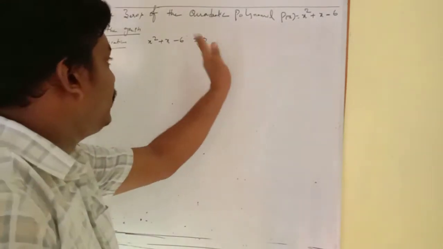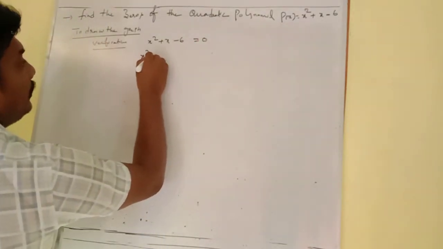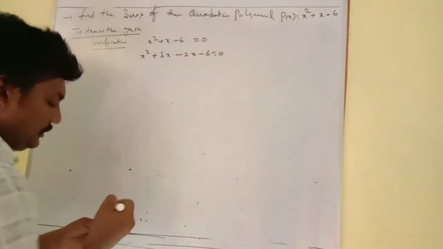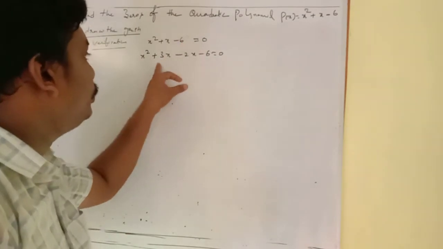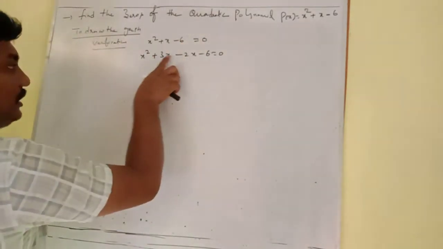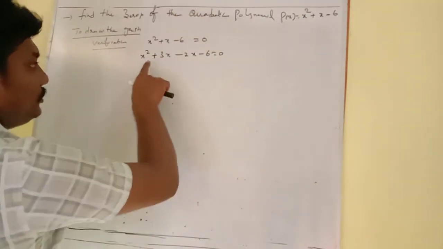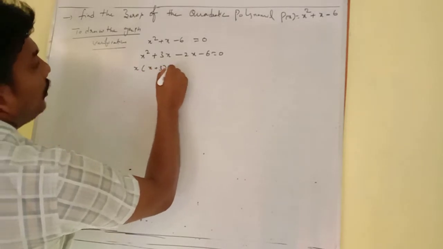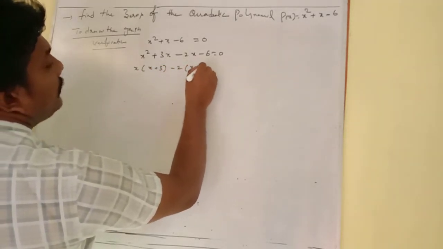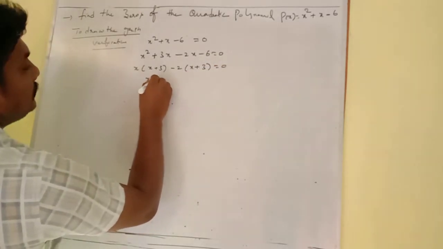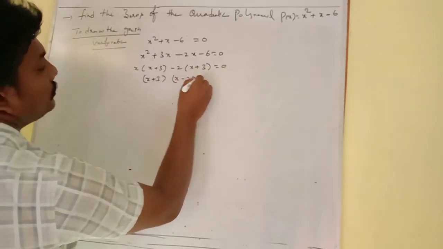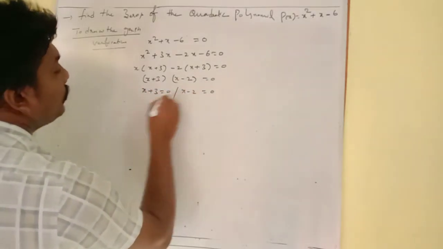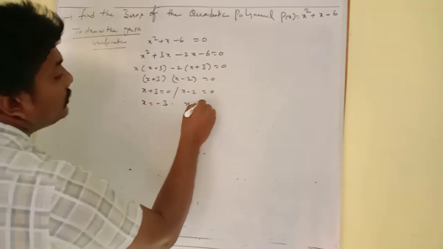Whenever it becomes 0, x square plus x minus 6 can be written as x square plus 3x minus 2x minus 6 equals 0, because minus 6 can be split into 2 threes are 6, one plus and another minus. Take x as common: x into x plus 3. Now take minus 2 as common: minus 2 into x plus 3, equal to 0. Then take x plus 3 as common: x plus 3 into x minus 2 equals 0. Then x plus 3 is equal to 0 or x minus 2 equals 0. Then x is equal to minus 3 and x is equal to plus 2.